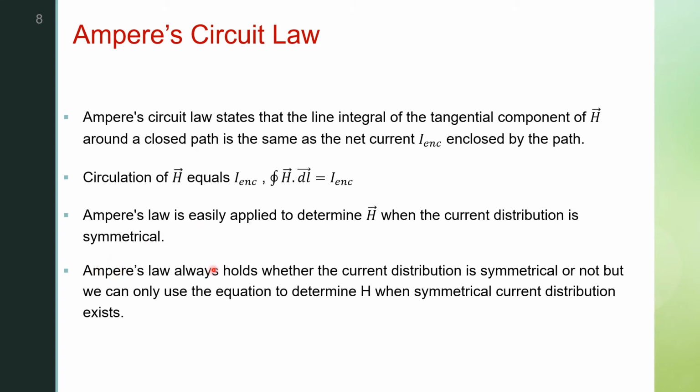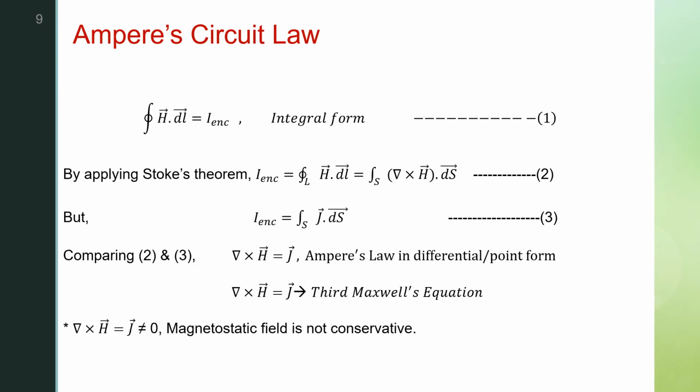Ampere's law always holds true whether the current distribution is symmetrical or not, but we can use this equation to determine the magnetic field intensity only if the current distribution is symmetrical. Otherwise, it won't be that easy. The statement of Ampere's circuit law in integral form, we can represent it as closed integral H dot dl is equal to I enclosed.